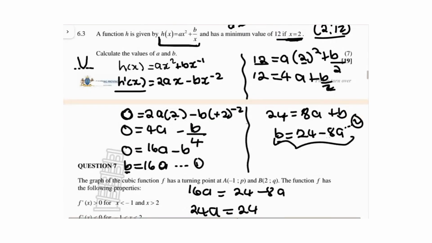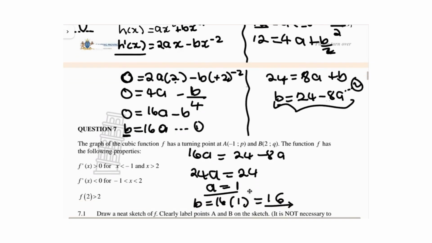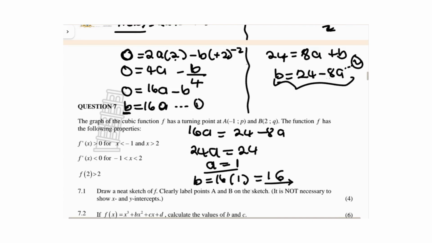Then, because we are looking at the same b value, you can say 16a is equal to 24 minus a, because they are both equal to b. Then we solve for a, and then we also use that to solve for b. Okay. I think we can now jump into question 7.